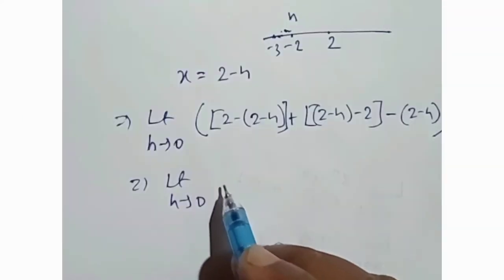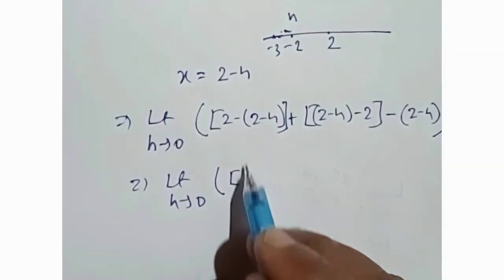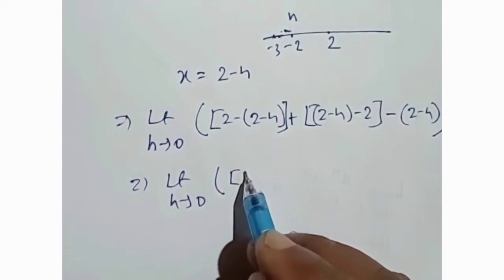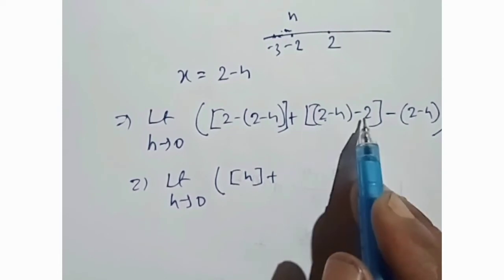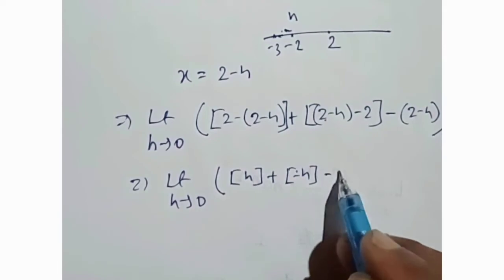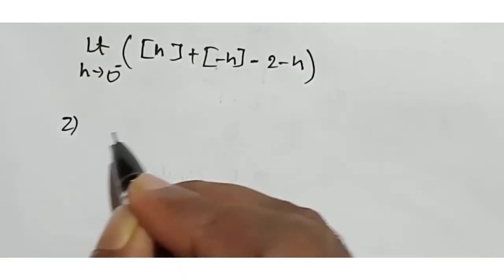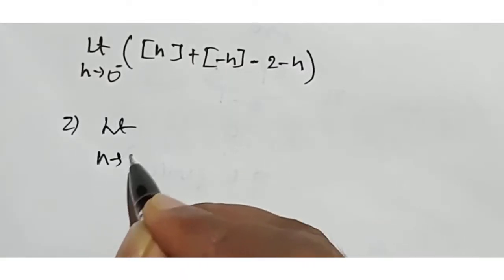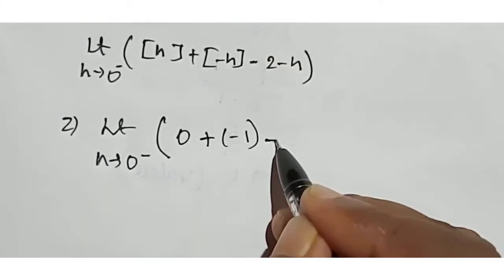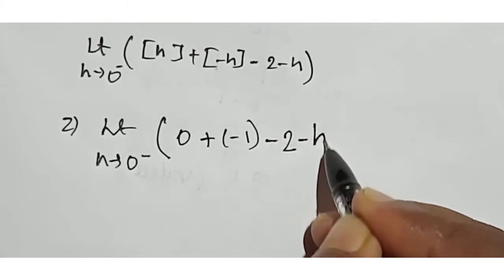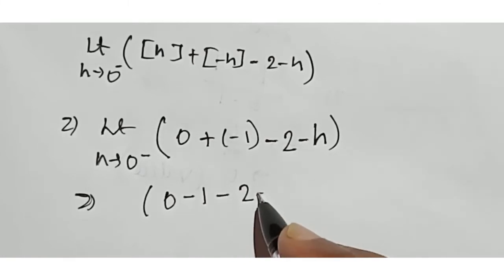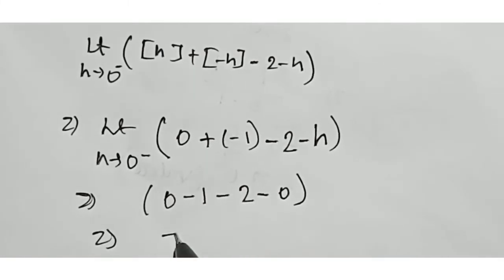So next we'll get limit h tends to 0. You can understand the plus 2 and minus 2 will be cancelled out, and this will be simply plus s. So here this 2 and this 2 will be 0. So we'll get [−s] minus 2 minus s. So guys, next line will be limit h tends to 0, minus parenthesis 0, as h is lying between 0 to 1, so [h] will be definitely 0. And guys, the value of [−h] is minus 1, minus 2 minus h. So next line will be parenthesis 0 minus 1 minus 2 minus 0. So this is minus 3.